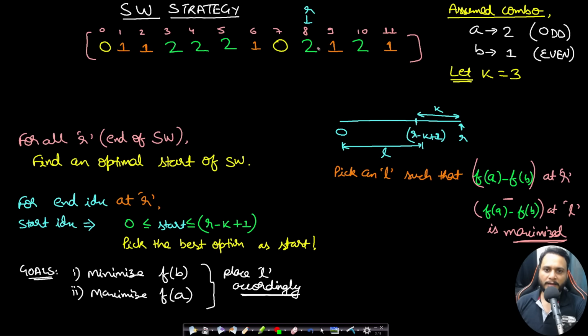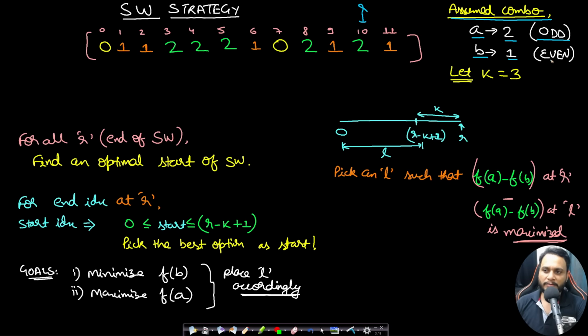Let's say that my right pointer is present at certain point, and I am assuming it to be present at, let's say, point 10. Now our assumed combo in this case is a to be 2, where frequency of a must be odd to make a window valid.